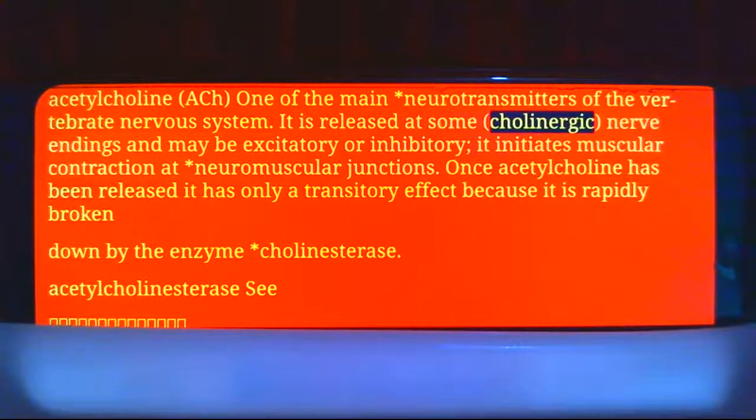It is released at some cholinergic nerve endings and may be excitatory or inhibitory. It initiates muscular contraction at neuromuscular junctions. Once acetylcholine has been released, it has only a transitory effect because it is rapidly broken down by the enzyme cholinesterase. Acetylcholinesterase.